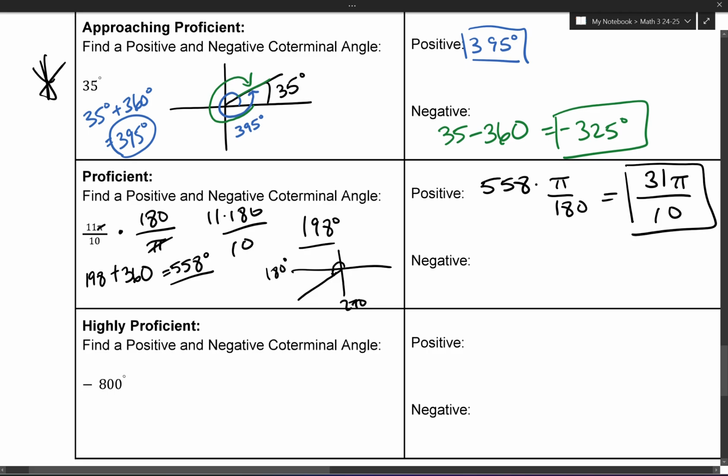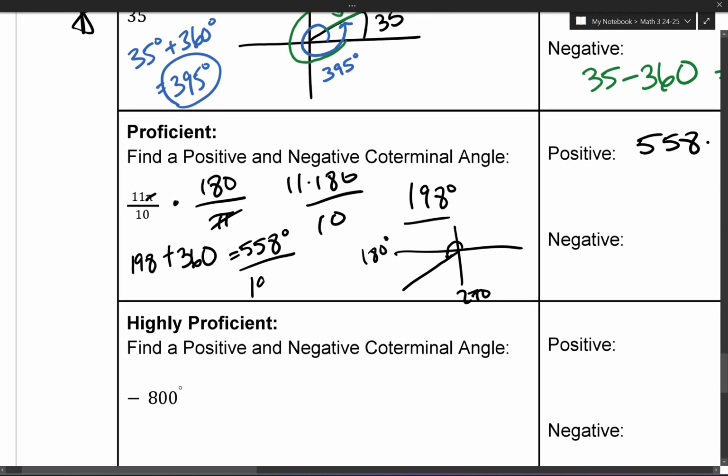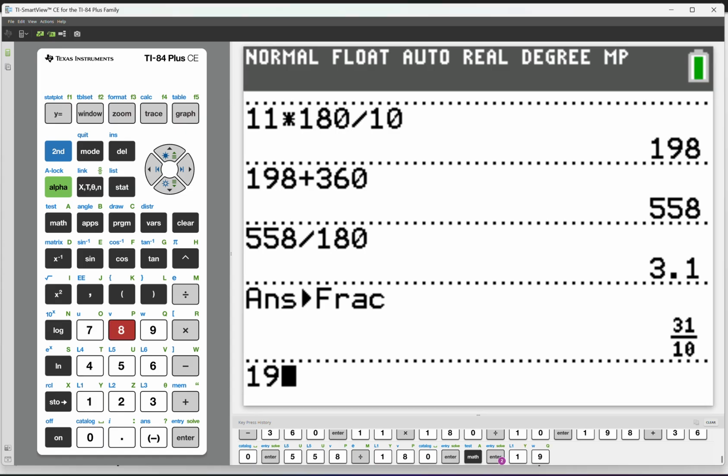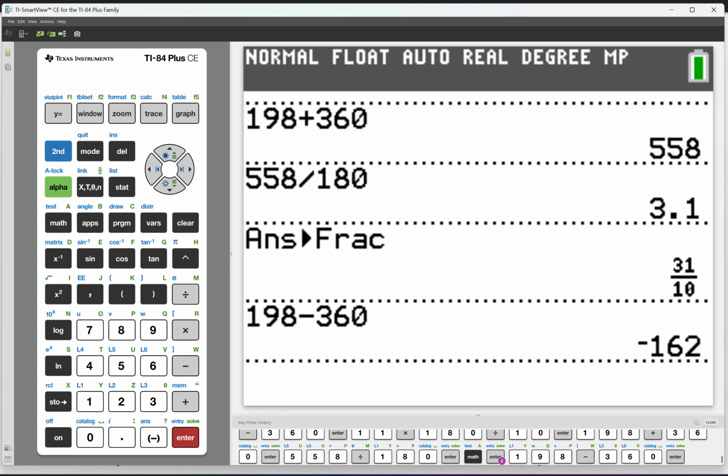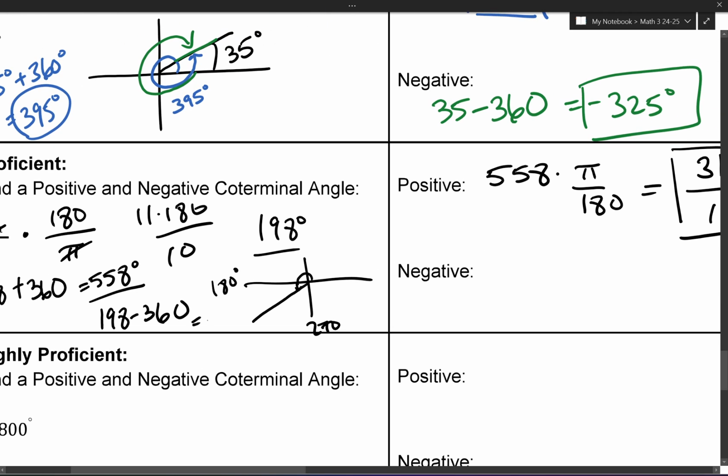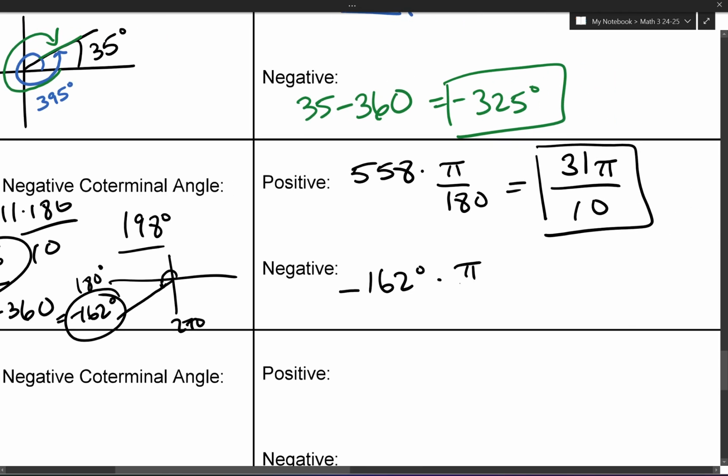Okay, I will take 198 and I will subtract 360. So 198 minus 360 is negative 162. Awesome. Negative 162 degrees. Right? All done. No, I need my answer in radians. So pi over 180.